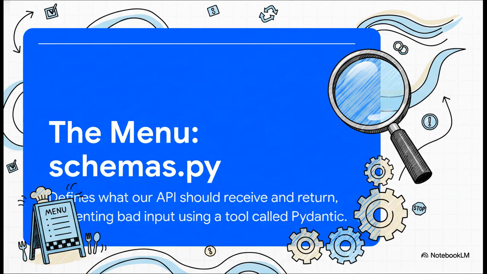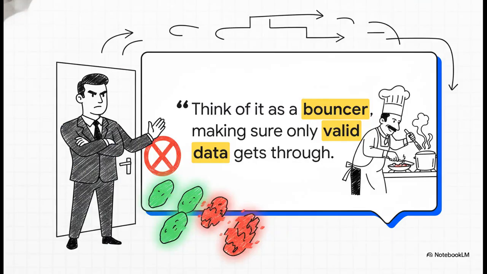Okay, next member of our crew, schemas.py. I want you to think of this file as the restaurant's menu, but it's also the bouncer at the front door. It uses a really neat tool called Pydantic to clearly define what a valid order looks like, which stops customers from asking for impossible or nonsensical things. And the author of the original article, Aman Karwal, puts it perfectly. He says to think of it as a bouncer, making sure only valid data gets through to the chef. It protects your kitchen from chaos.